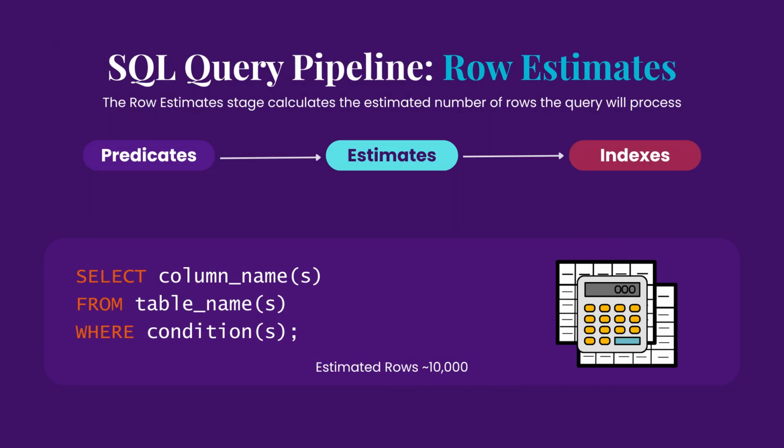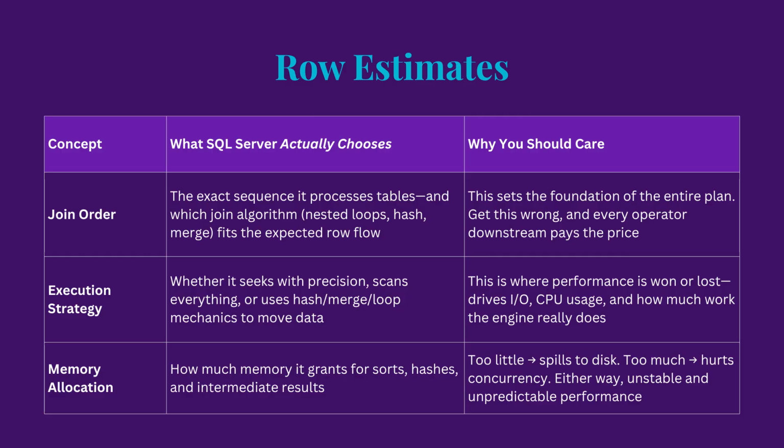Now here's where things get dangerous. Even with a perfect predicate, SQL Server still has to guess. How many rows is this? And that guess drives join order, execution strategy, and memory allocation. Get it right, everything flows. Get it wrong, the entire plan warps around a bad assumption. And that's how simple queries become expensive ones.